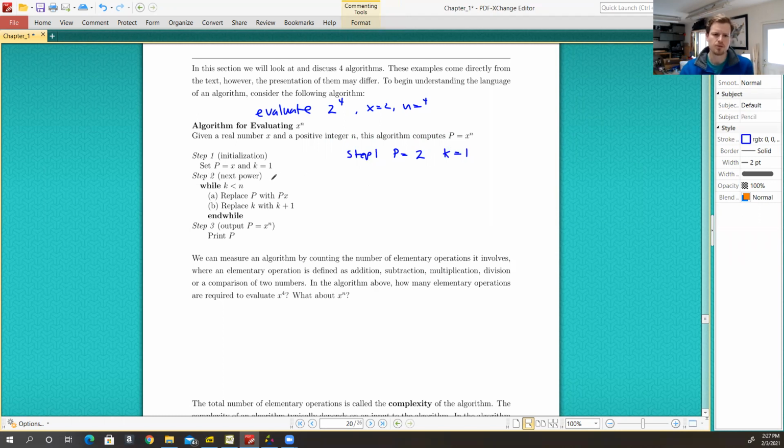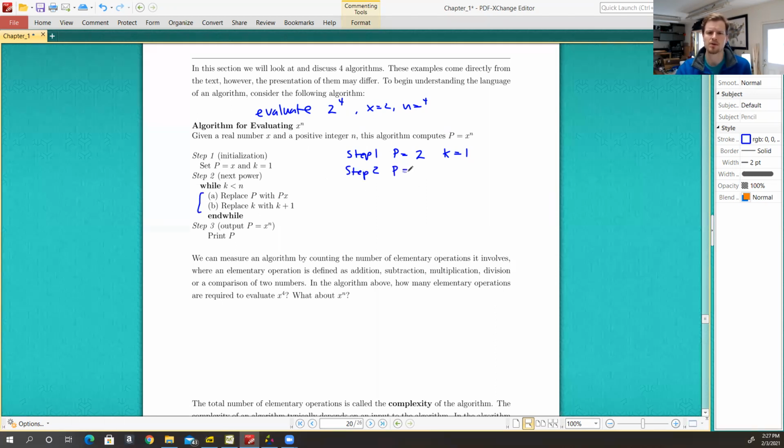Excellent. Step 2, right, it's described as the next power, which means that we're going to begin raising 2 to different powers. So this asks us to do these steps while k is less than n. And in this case, we have n is equal to 4. So we're comparing k, which is currently 1, to 4. Is 1 less than n? Yes, excellent. So here in step 2, we're going to replace p with p times x.